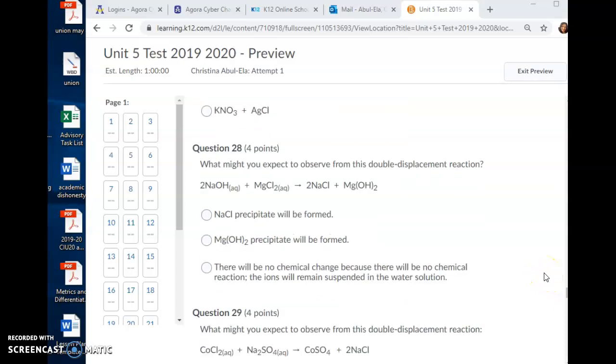Question 28. What might you expect to observe from this double displacement reaction? Sodium hydroxide plus magnesium chloride yields sodium chloride plus magnesium hydroxide. Sodium chloride precipitate will be formed. Magnesium hydroxide precipitate will be formed. There will be no chemical change because there will be no chemical reaction. The ions will remain suspended in the water solution.